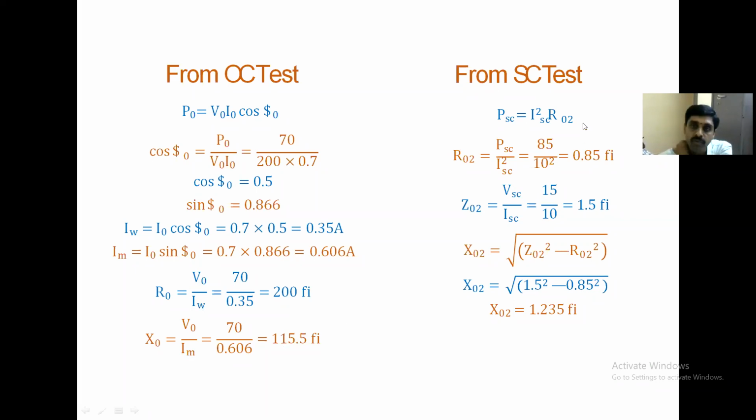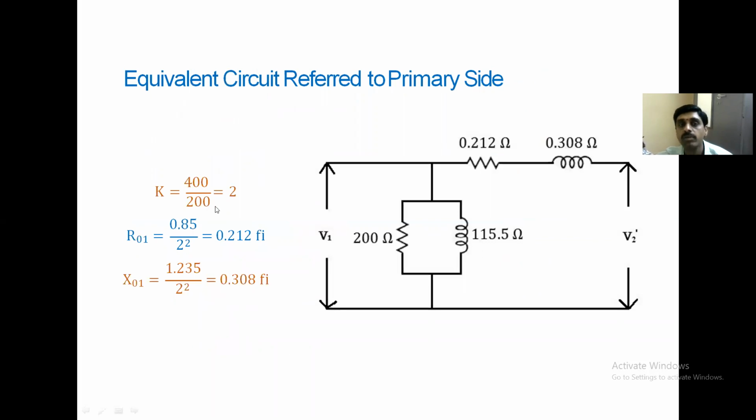From the short circuit test, again, if you apply P is equal to ISC square R naught 2, therefrom directly you will get R naught 2, which refers to the secondary side. So 0.85. Z naught 2 means VSC by ISC, 1.5 ohms. Therefrom we will calculate X naught 2, the square root of Z naught 2 square minus R naught 2 square. So this is the way from the short circuit test we will get X naught 2 and R naught 2. Using this, we will calculate the K value, which is equal to 2. R naught 1 you can calculate, that is R naught 2 by K square. X naught 1 you can calculate, X naught 2 by K square. Both the values refer to primary.